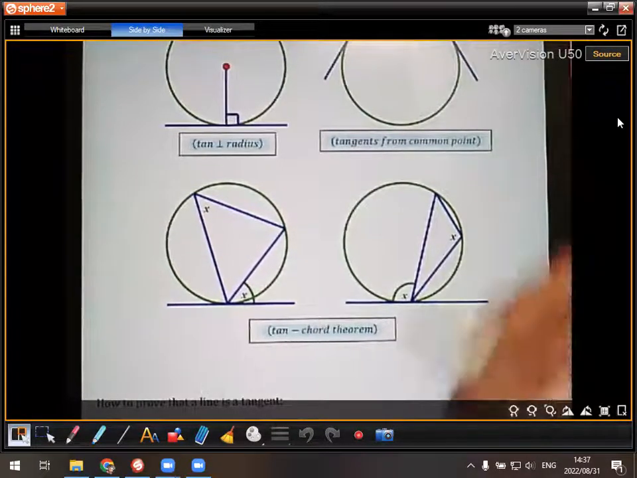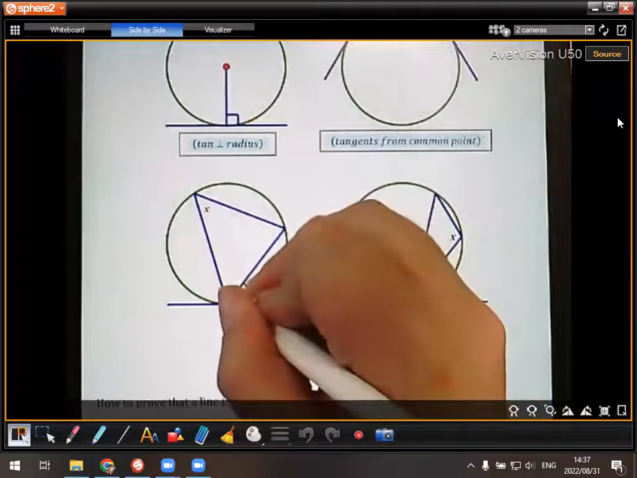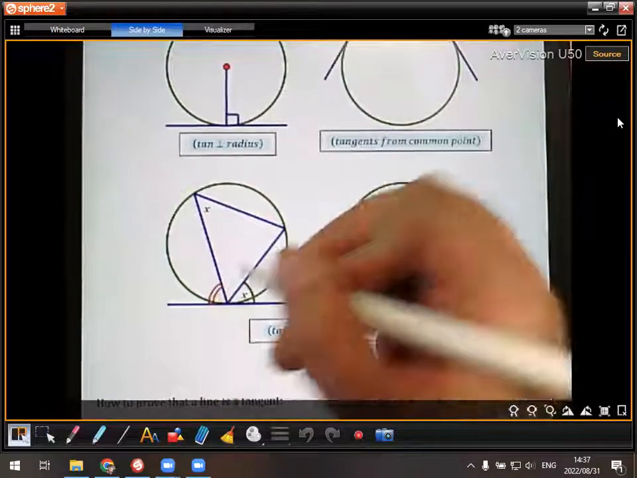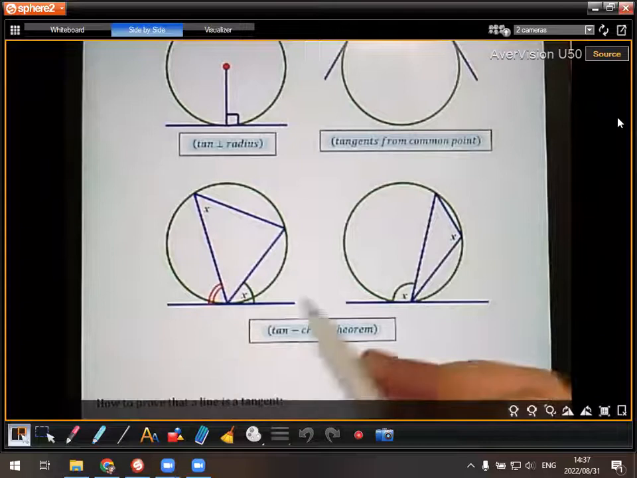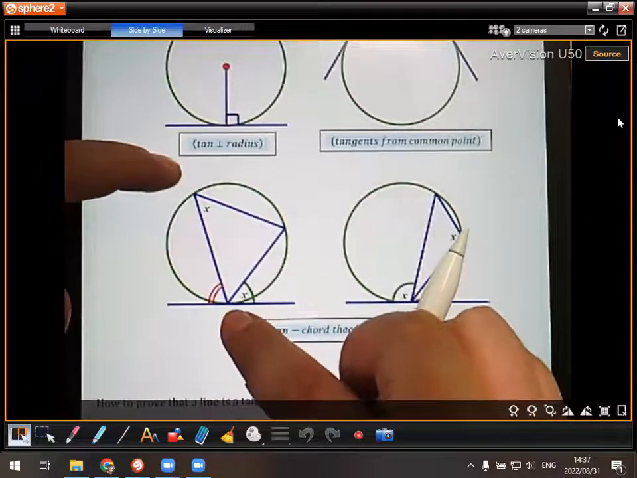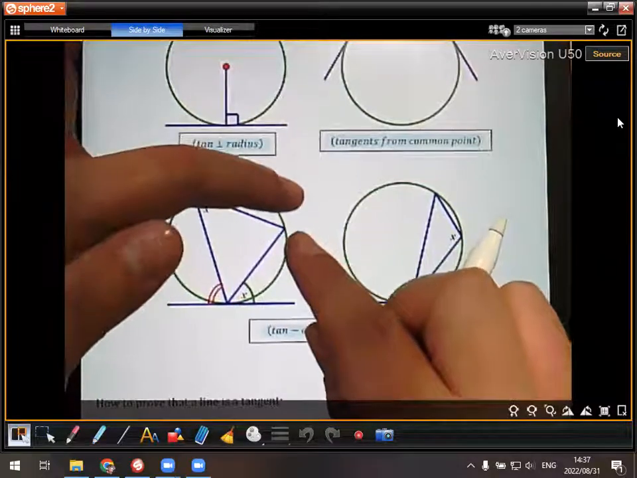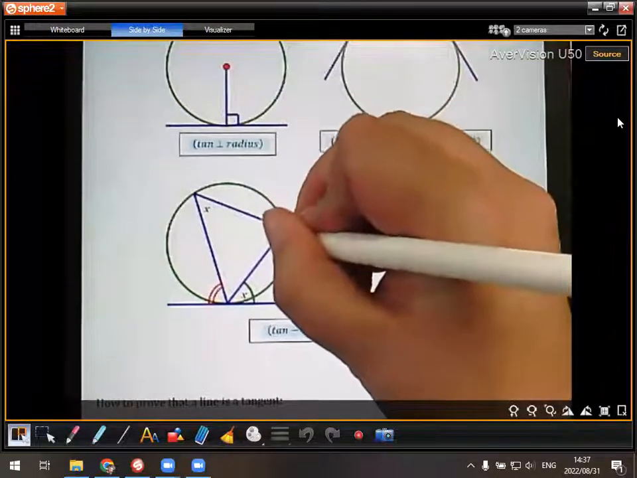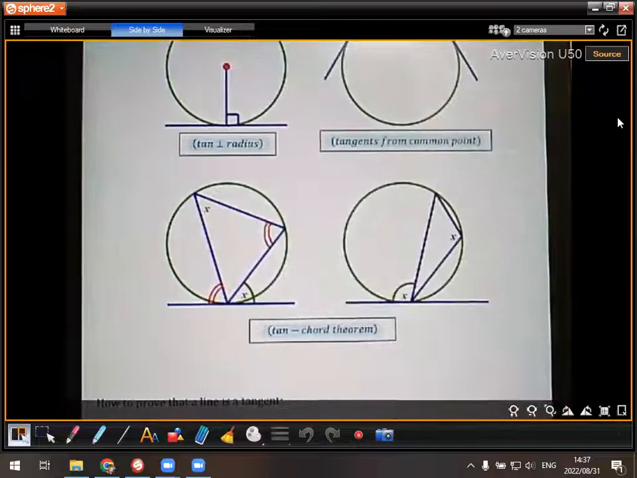I'm going to take a red one. I could have used this angle here, right? That is also an angle between the tangent and this chord. So that will be equal to the angle subtended by this chord, which is that angle over there. Okay, so just add that in on your picture. Those two angles will also be equal.